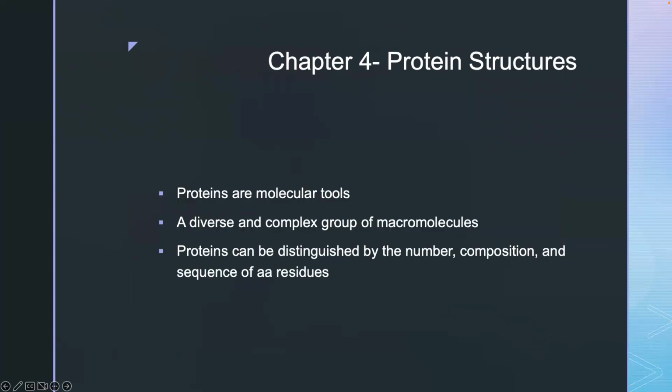So next we're going to move into protein structures. Proteins are molecular tools, and I actually study proteins in my PhD research. If you ever want to talk about how we research proteins, I would love to talk to you about that, because that's what I've done for 6 years, and what they're doing within a cell.